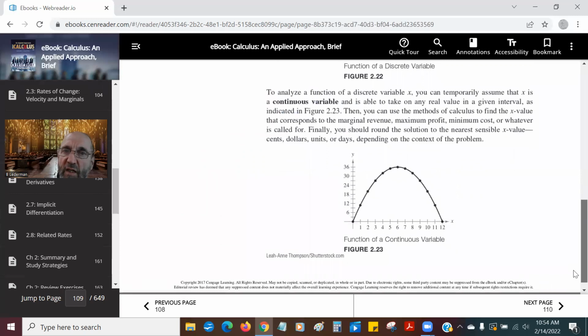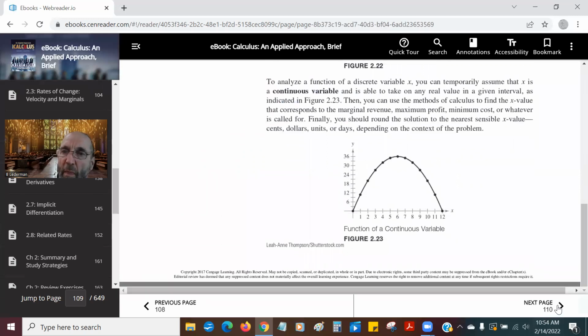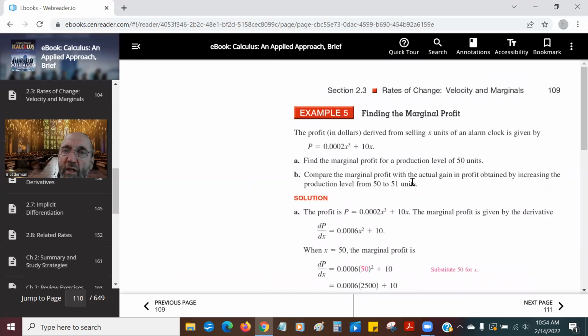And let's look at a problem here. So the profit in dollars derived from selling x units of an alarm clock is given by P equals 0.0002x^3 plus 10x. We want to find the marginal profit for a production level of 50 units. And then we want to compare the marginal profit with the actual gain in profit obtained by increasing the production levels from 50 to 51. So let's just see what's going on here.